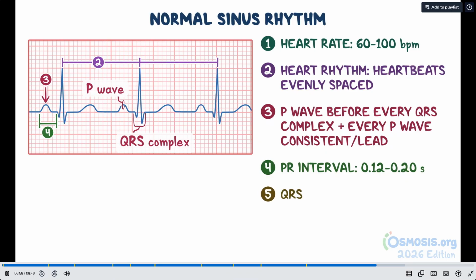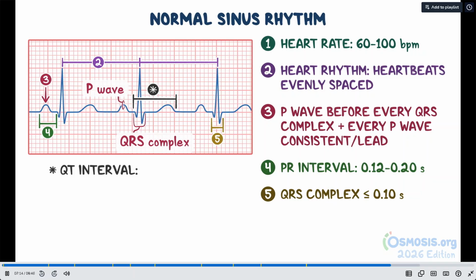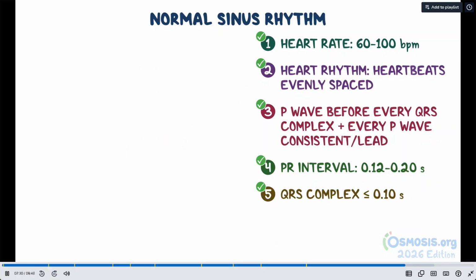Fifth, the QRS complex should be narrow, no more than 0.10 seconds wide, indicating that the ventricles are being depolarized as they should. While it isn't part of the definition of normal sinus rhythm, it's common to check the QT interval. The QT interval should still fall within normal limits, generally less than 0.44 seconds in men and less than 0.45 seconds in women. When all these features are present, we can be confident that the electrical signal is following the heart's normal conduction pathway.